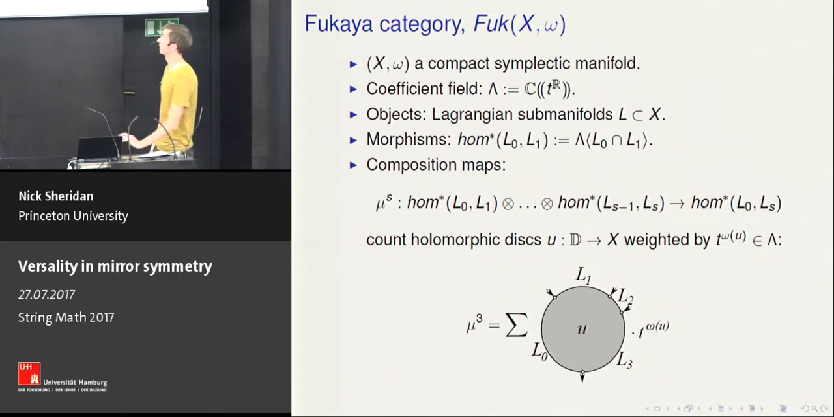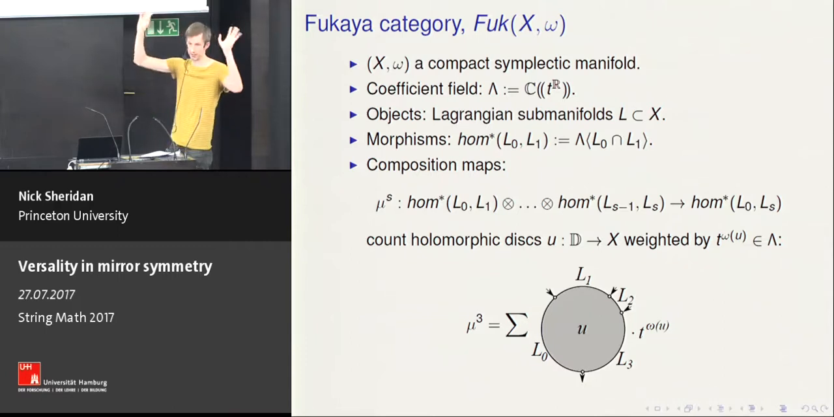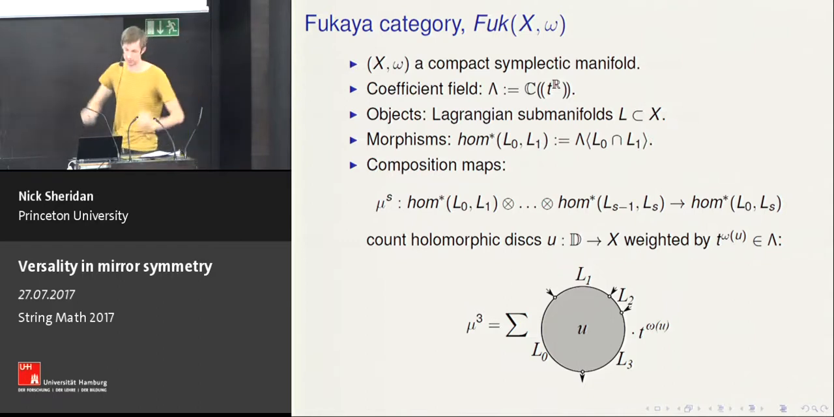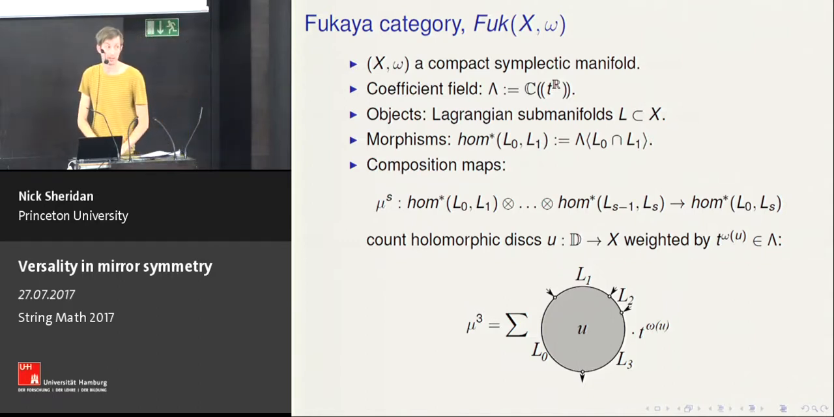So let me first define the Fukaya category for you. I was hoping that up until now you were willing to accept that there's a thing that has all these properties, but now let me be specific about it. So suppose we have some compact symplectic manifold.